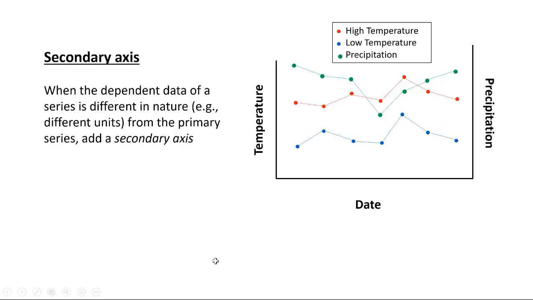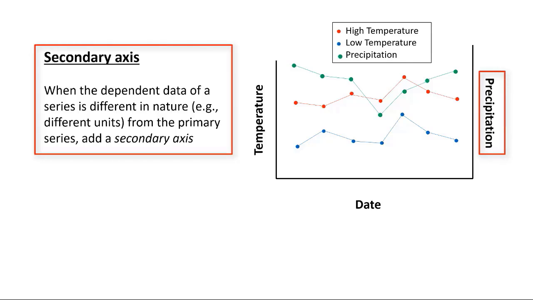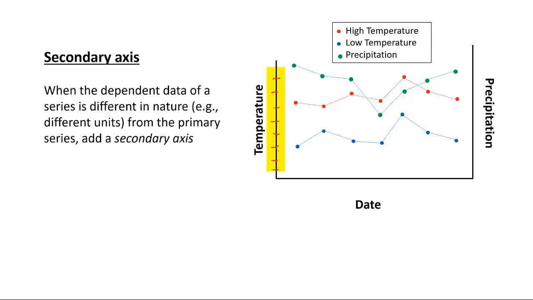Sometimes you want to add in another set of data, so maybe we have precipitation as a function of date. Precipitation is not the same in nature. It's not the same as a temperature. In that case, we would put precipitation on a secondary axis. The temperature scale would have its different values here, maybe ranging from 20 degrees up to 70 degrees Fahrenheit or so. And precipitation then would have different markers here, so a different scale on the secondary axis corresponding to precipitation.